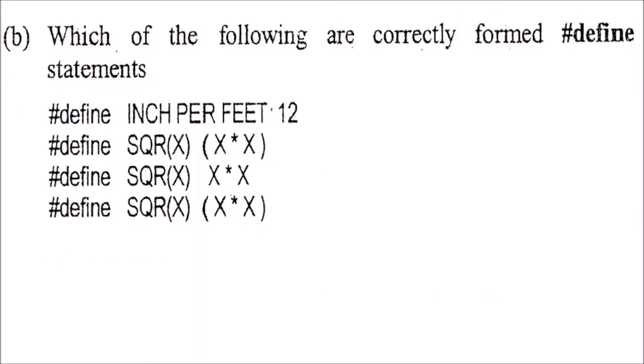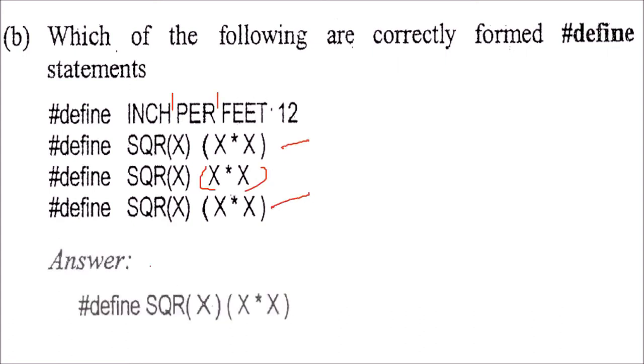Which of the following are correctly formed? We have spaces here, so it is not correctly formed. We have no round brackets here, so these two are not correct, and we can say that this one is the correctly formed.